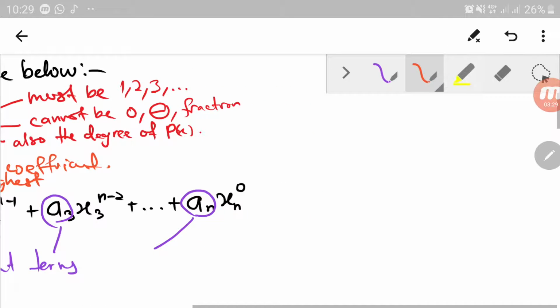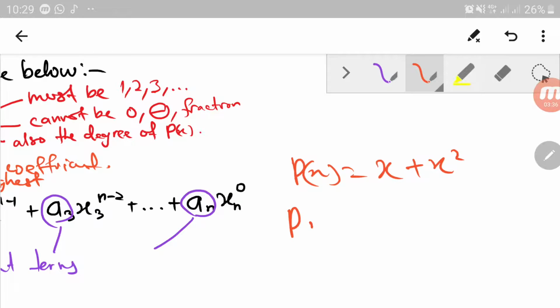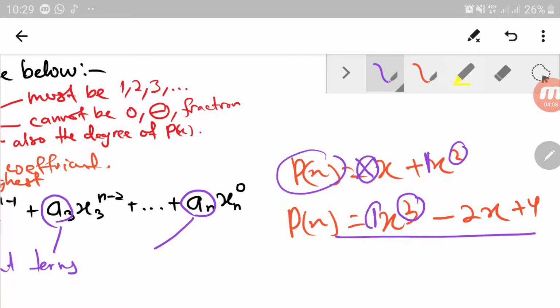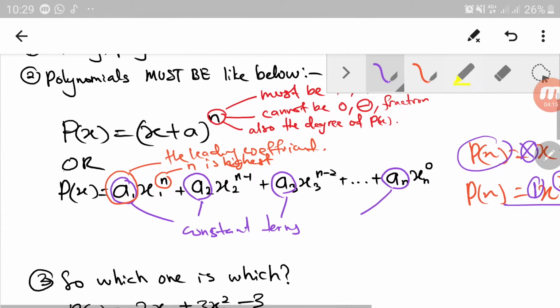Okay, for example, I show you here. P(x) equals x plus x squared, and another P(x) equals x to the power of 3 minus 2x plus 4. In this case, the one in front of x is not the leading coefficient. The leading coefficient for the first P(x) is 1 because 2 is the highest power for this P(x). While for the second example, since x to the power of 3 is the highest power inside this polynomial, the leading coefficient is 1. Okay, so that's the example.